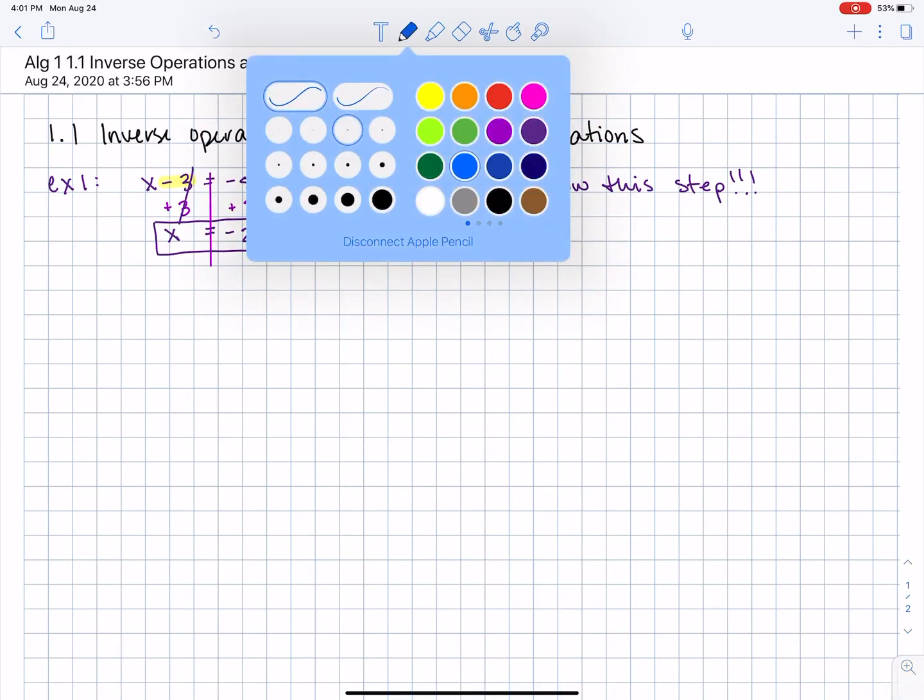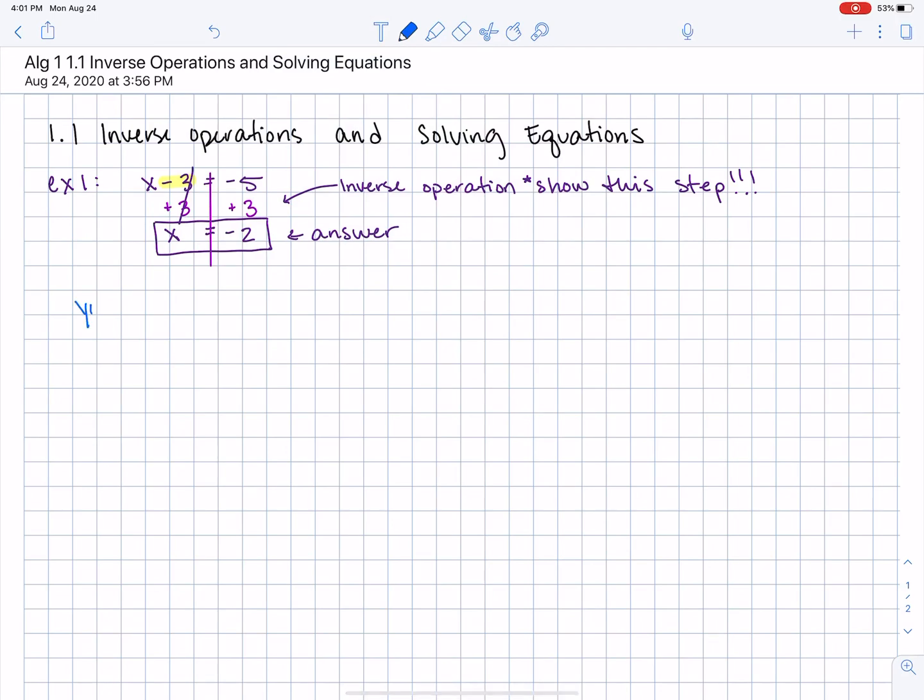Okay, so for the you tries, I'm going to have you copy down this problem. G plus 8 is equal to negative 2. Pause your video and try it on your own.